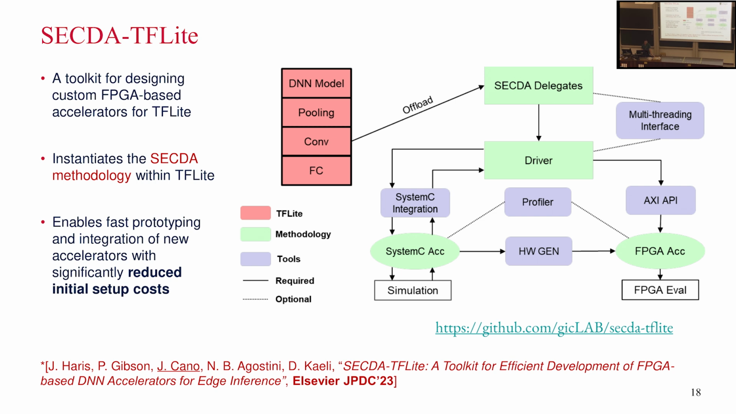That's the idea. So SECDA-TFLite is a toolkit for designing custom FPGA-based accelerators, instantiating TF-Lite. We published this expanded version in JPDC last year. Essentially, as I mentioned before, you have a model here, eventually some convolutional layer, and you offload it to a specific SECDA delegate, and then you have a driver here that manages the communication, and as I mentioned before, you can do simulation or real hardware. It's worth mentioning that the devices we are using use the AXI bus interface, because, you know, it's present in many of these devices, right? With mostly ARM cores and small FPGAs.